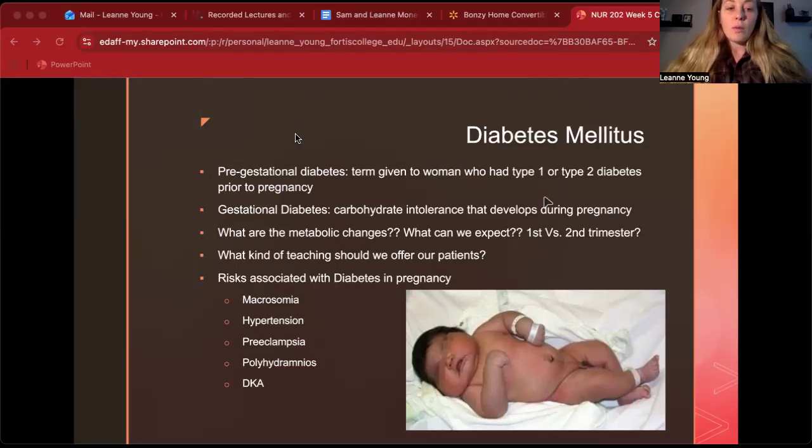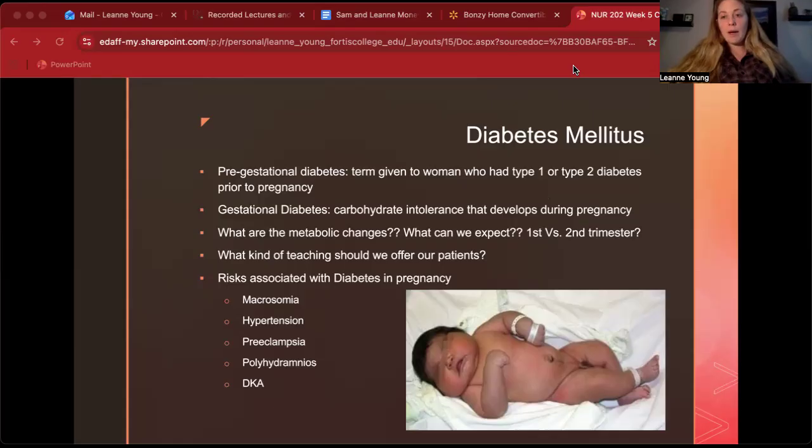Okay, so what are some risks that we see with diabetes in pregnancy? Macrosomia is the biggest one, okay? So that little baby over in the corner, I shouldn't say little, is a macrosomic infant. That's a baby that is large for gestational age, typically even larger than a LGA baby would be.